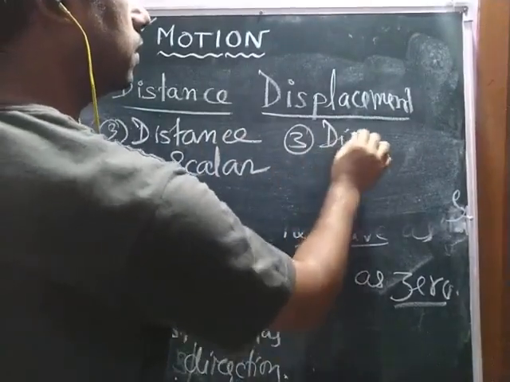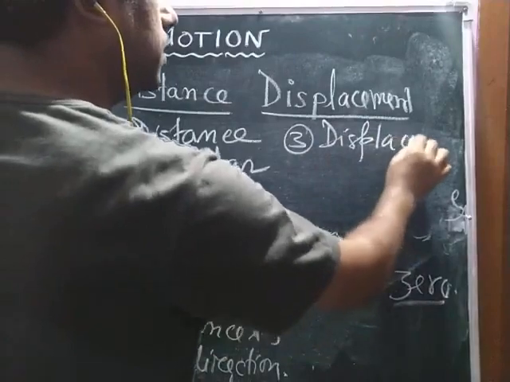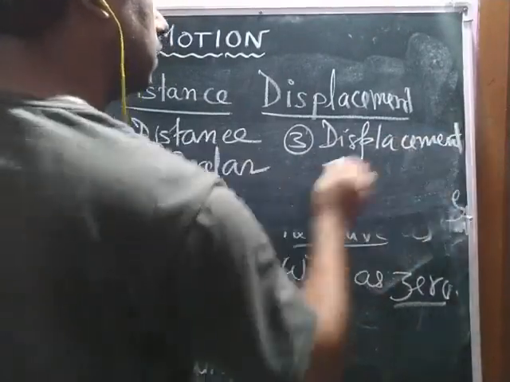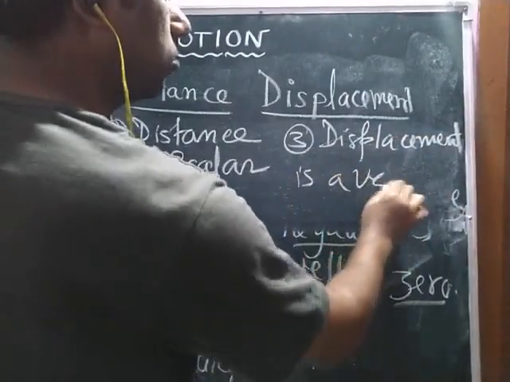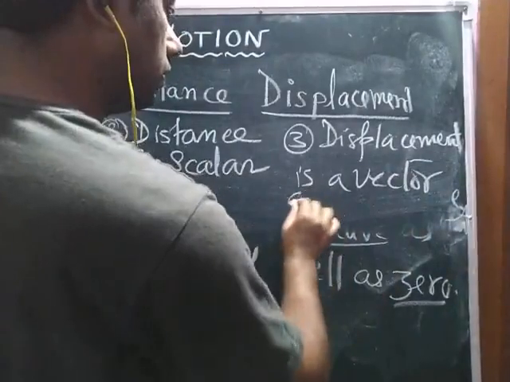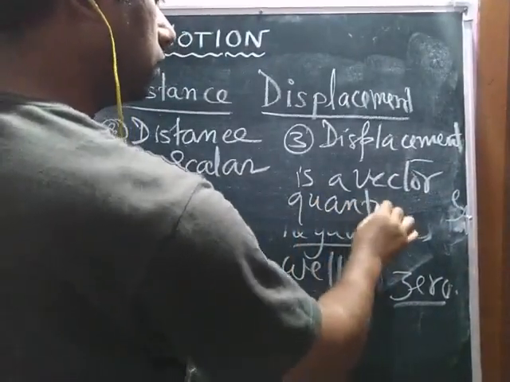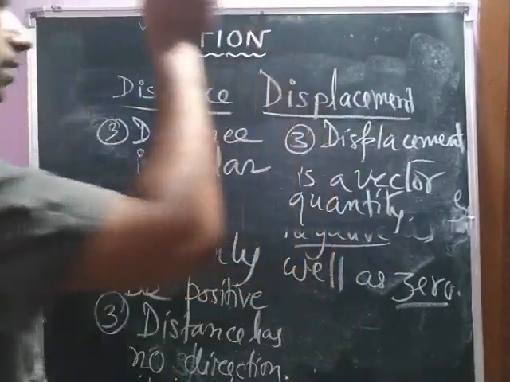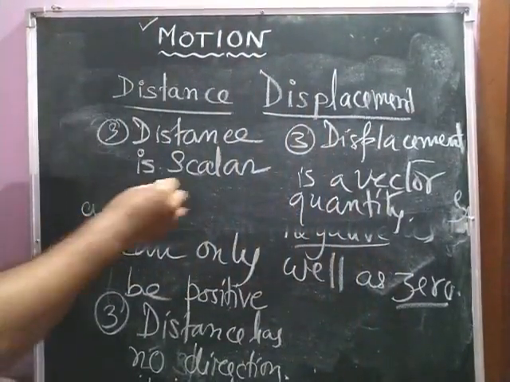Displacement is a vector quantity. So these are some differences between distance and displacement. Now what is a scalar quantity?